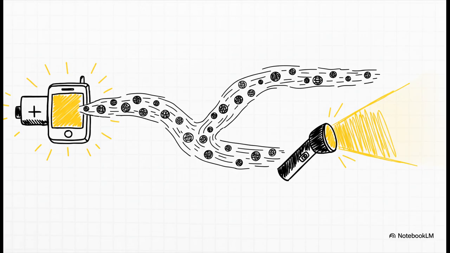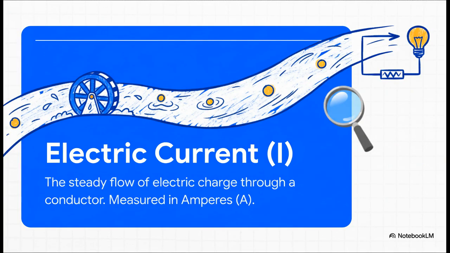Exactly. The real magic, the real fun, starts when we make these charges move. That flow is what powers everything you love, your phone, your video games, your Instagram scrolling. This organized, steady movement of charges is what we call electric current. So here it is, the line you need for your exam. Electric current, which we call I for short, is the steady flow of electric charge through a conductor. And just like we measure how much water is flowing in a river, we measure electric current in a unit called the ampere. We just write it as a capital A.